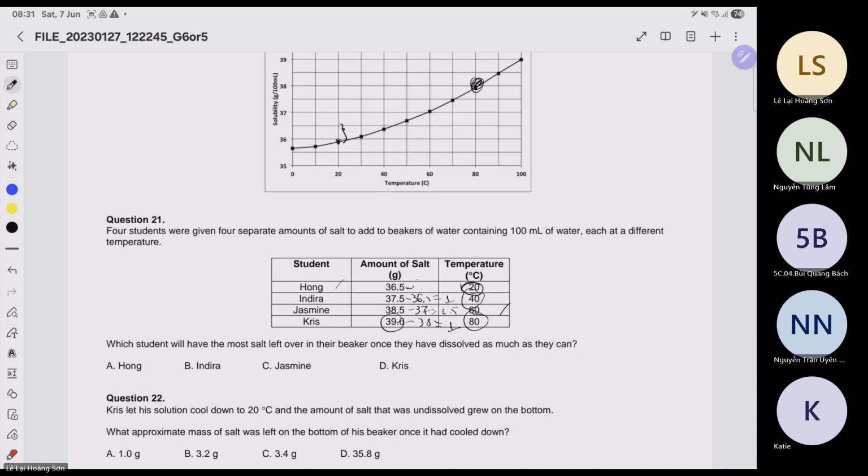All right, maybe 36, and it's going to be almost 0.5. So the answer here is Jasmine. Jasmine can have 1.5 grams of salt left. So let's see. Question number 22.